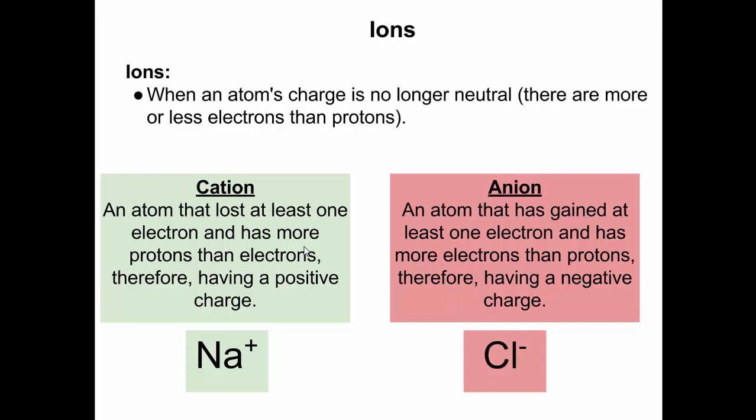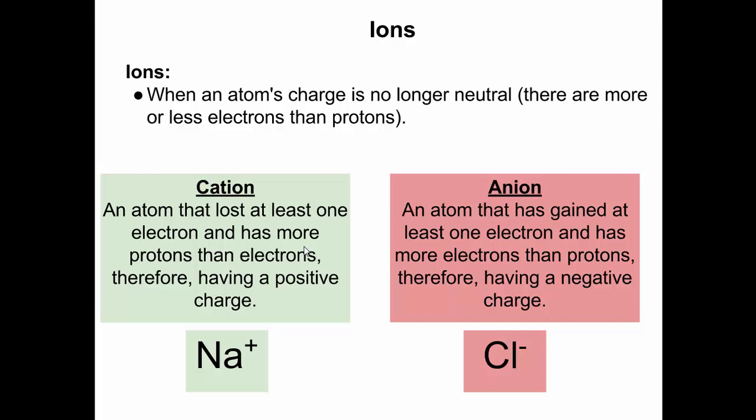Now, there's another way to do bonding, which is an ionic bond. So we need to talk first about ions. So an ion is when an atom's charge is no longer neutral. There are either more or less electrons than there are protons. Now, there are two different types of ions.